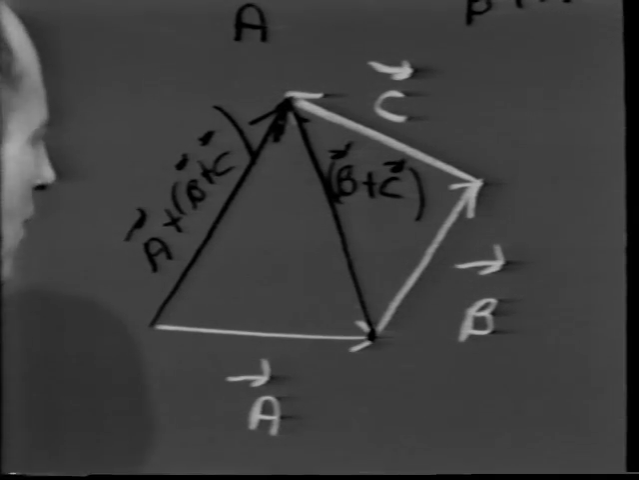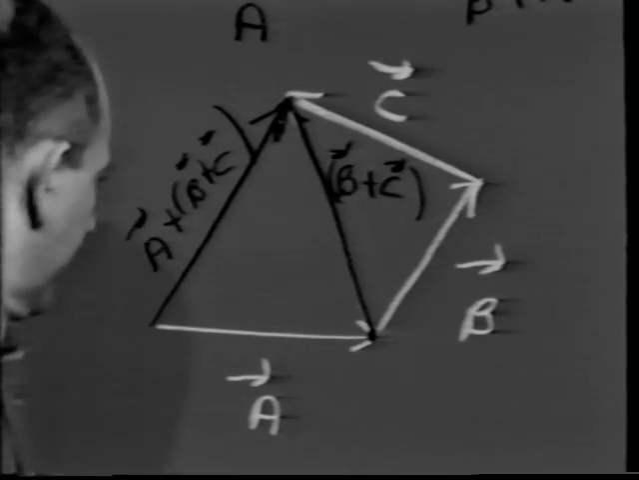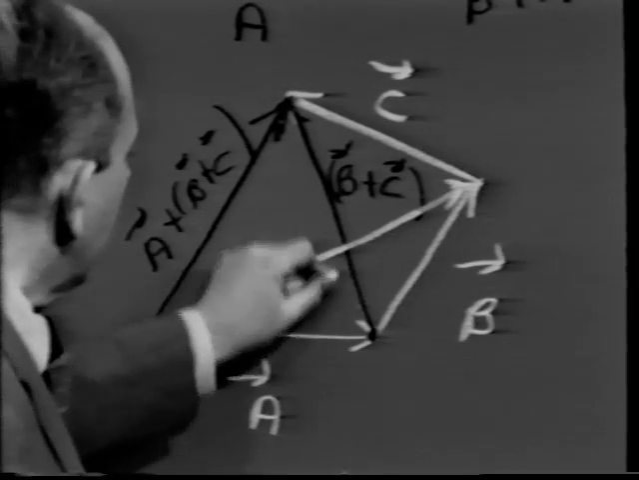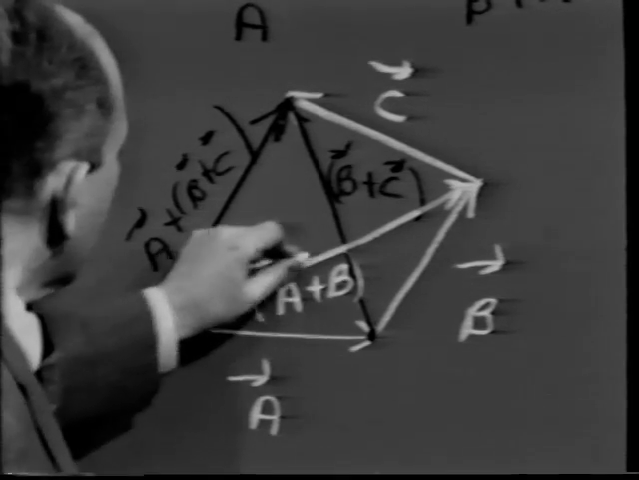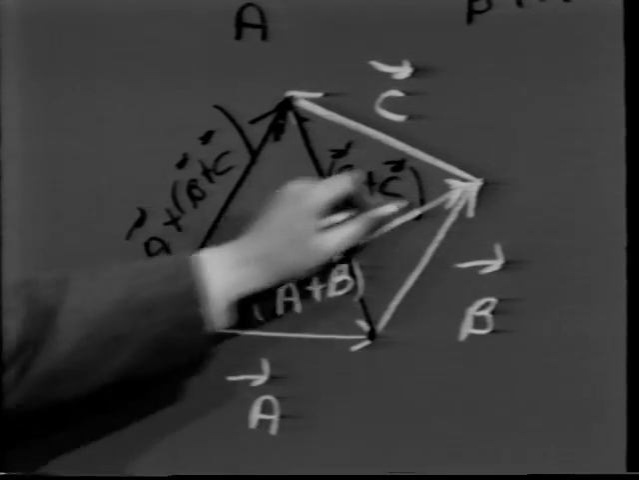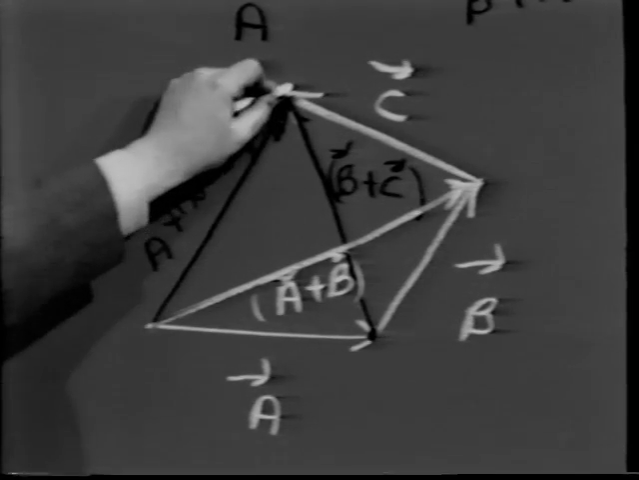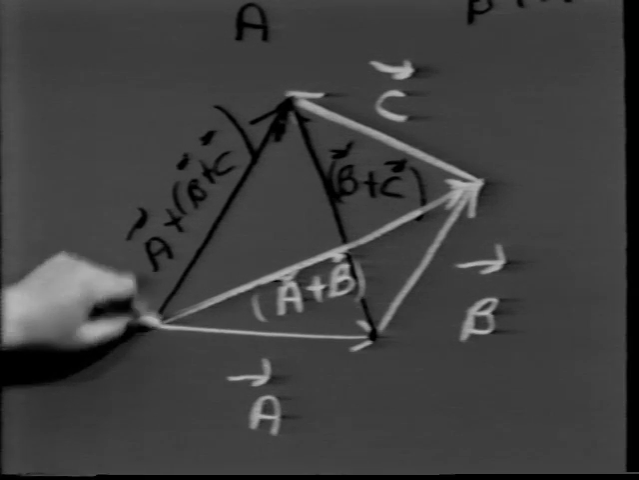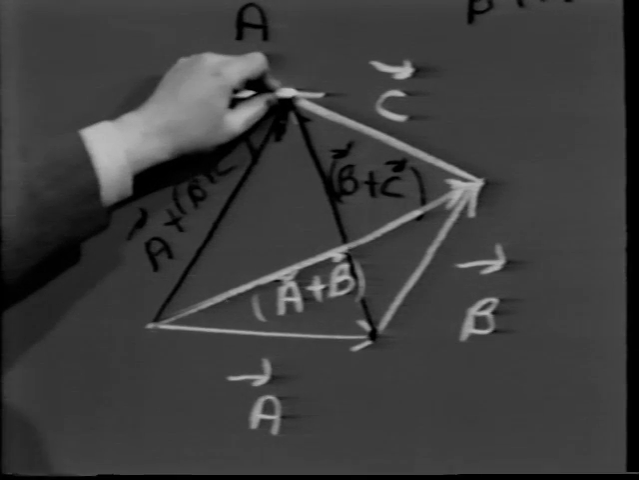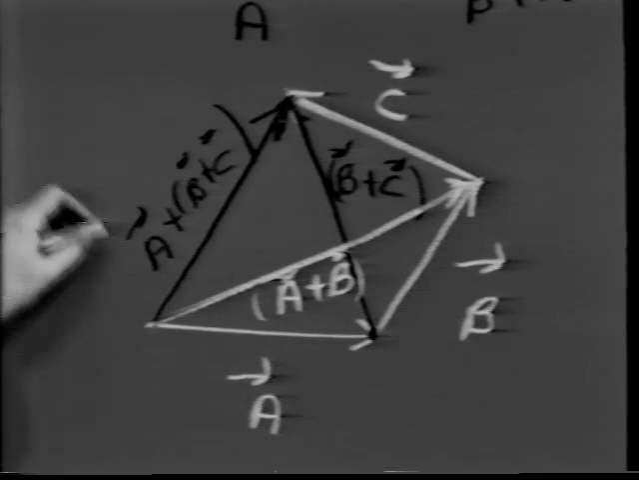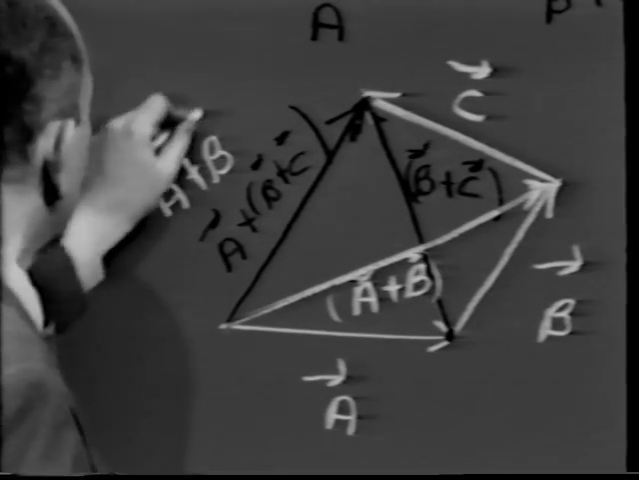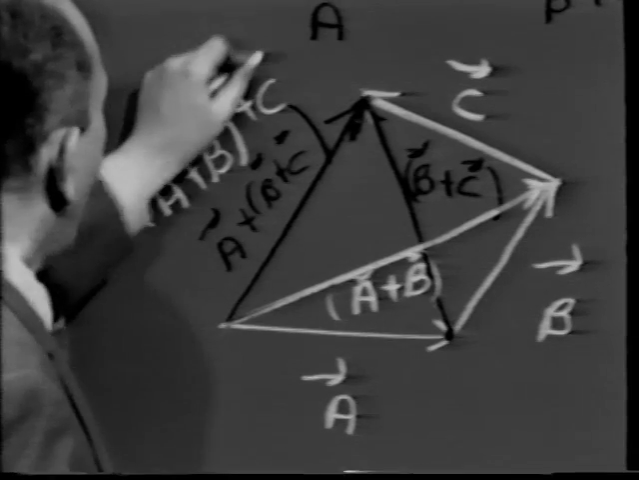On the other hand, what is the vector a plus b? a plus b is this vector, because it goes from the tail of a to the head of b. And consequently, (a plus b) plus c is the vector that goes from the tail of a plus b to the head of c. In other words, what vector is that? It's this vector, but what name does that have? We just saw that's a plus (b plus c), and now we see what?